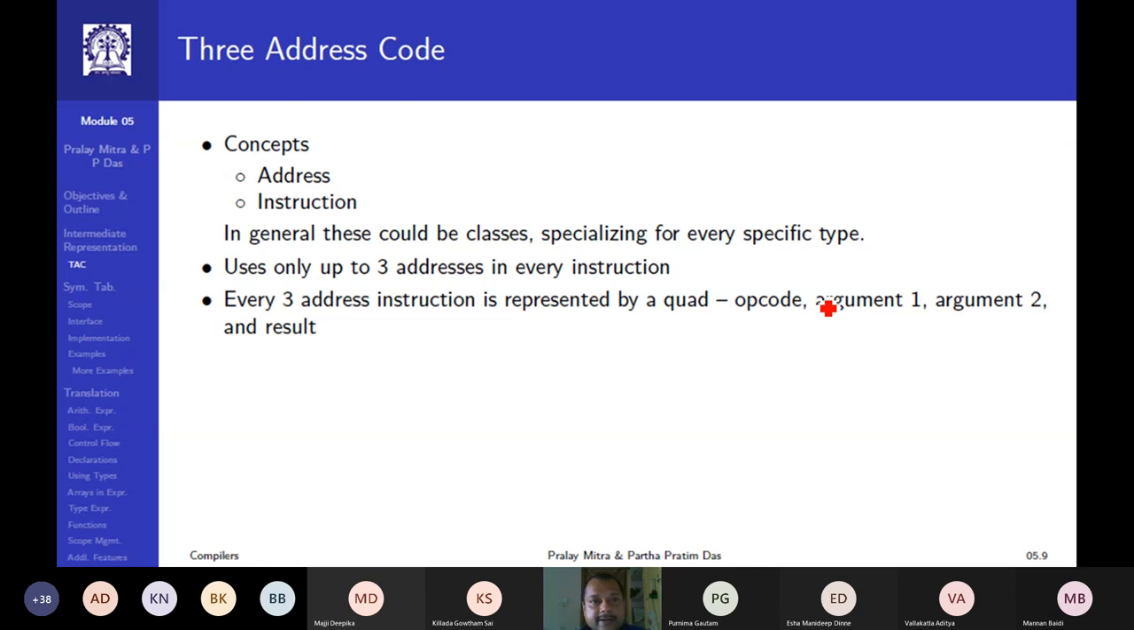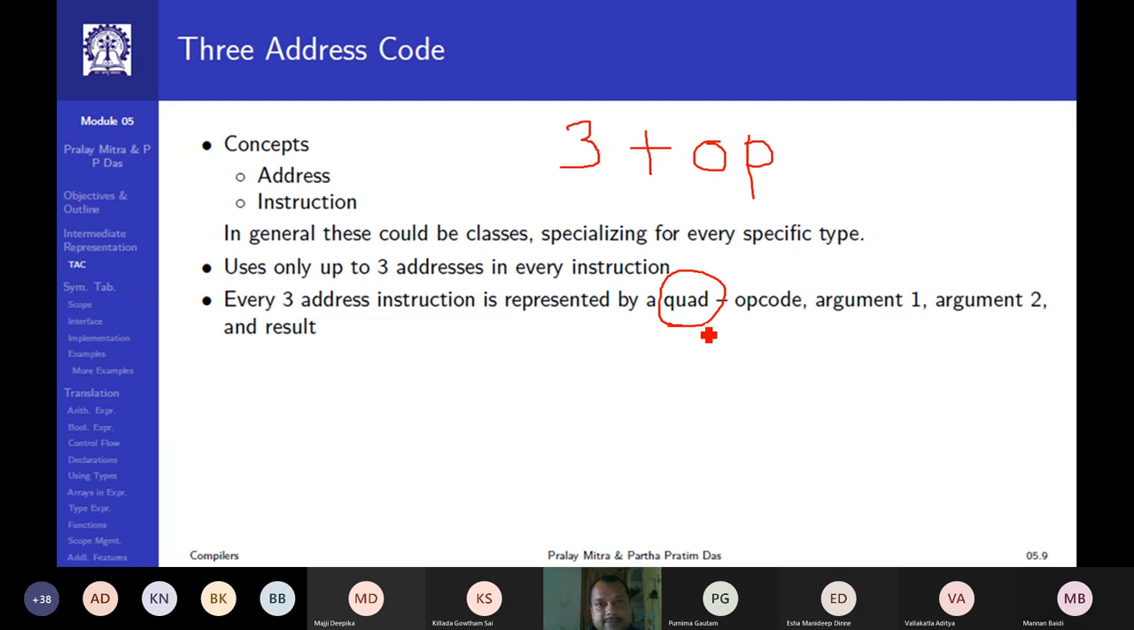The concept is that there will be addresses and instructions, and it uses up to three addresses in every instruction, right? So three addresses plus one opcode. In total, how many? 3 plus 1, 4. That is my quad. That is the basic representation of a three address code.